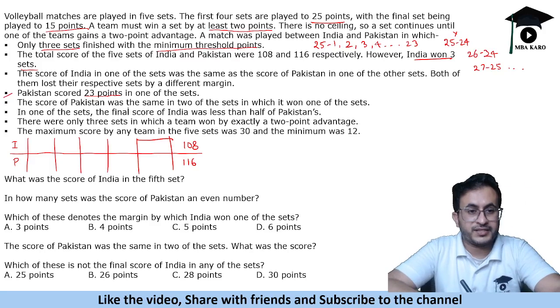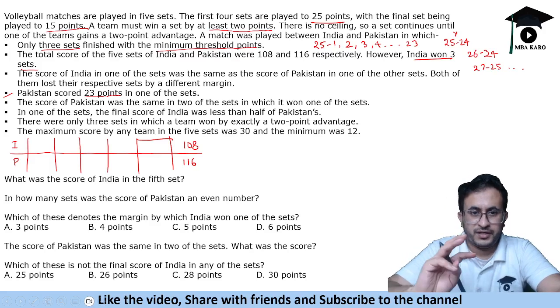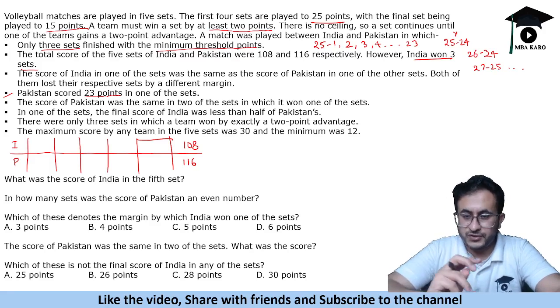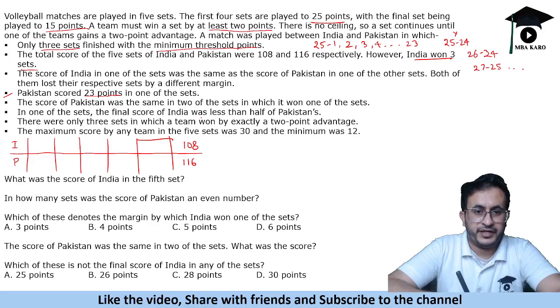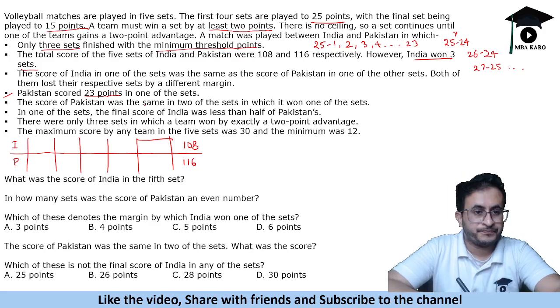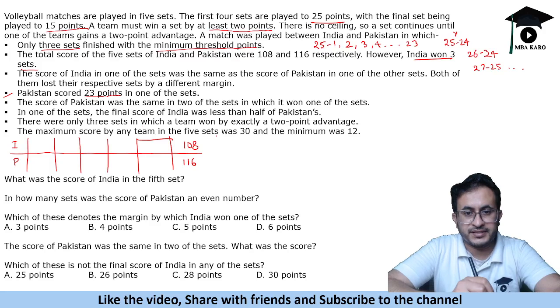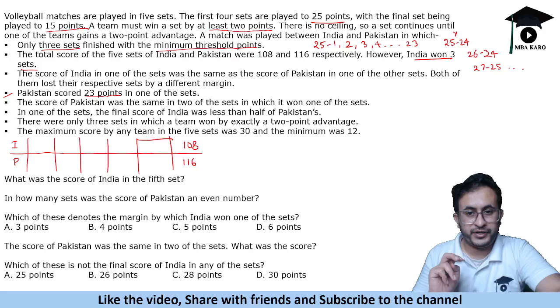The score of Pakistan was the same in 2 of the sets in which it won one of the sets. So the score of India is the same as Pakistan's in 2 sets, which we will have to match later. In one of the sets, the final score of India was less than half of Pakistan's. So India's score is less than half of Pakistan's. There were only 3 sets in which a team won by exactly a 2-point advantage.